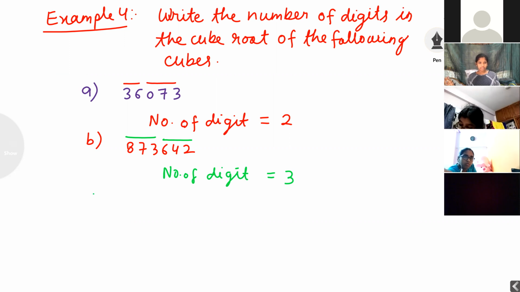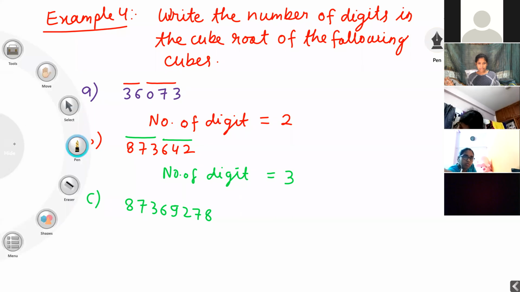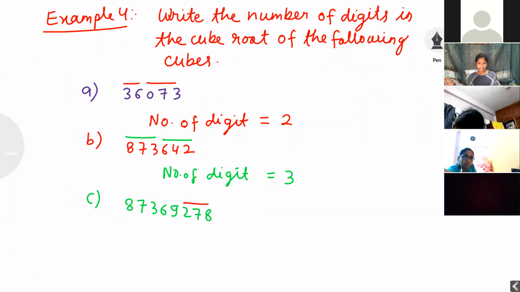C question, 8736 9278. I want to check how many digits are there. I want to make groups from the right side. First group, second group, third group. Number of digits is equal to 3. Note down everyone.